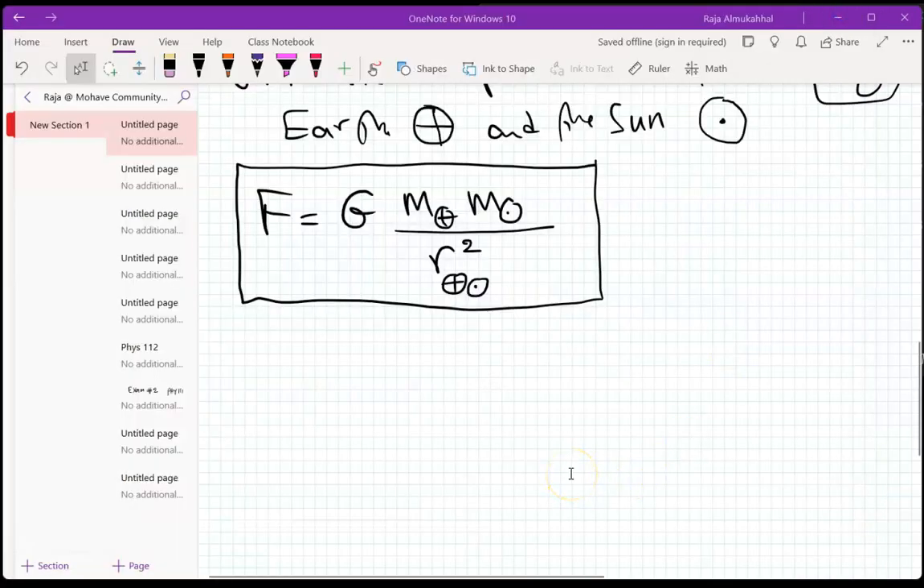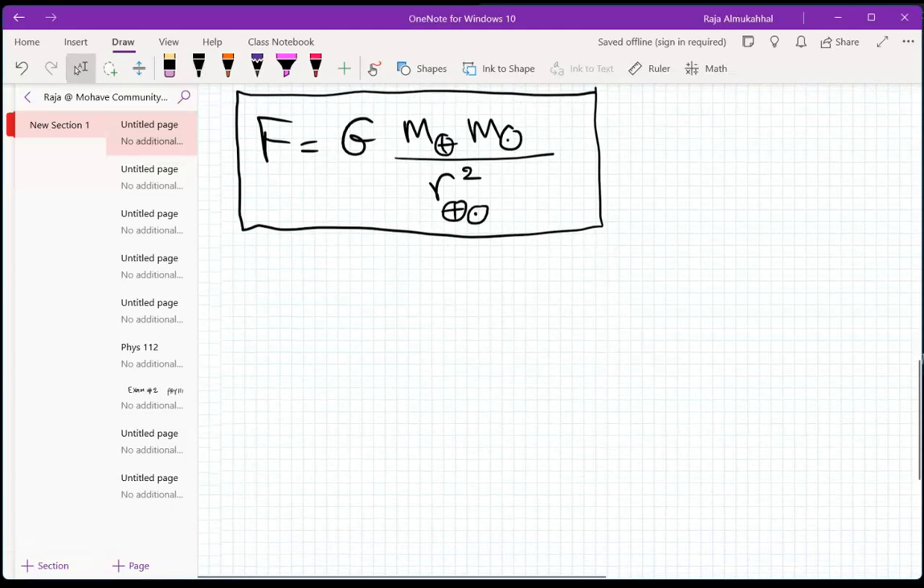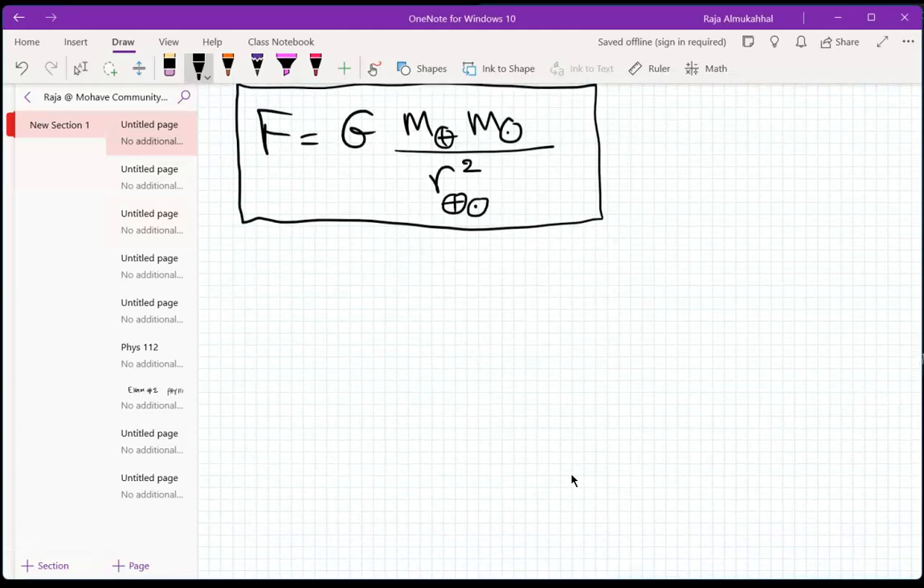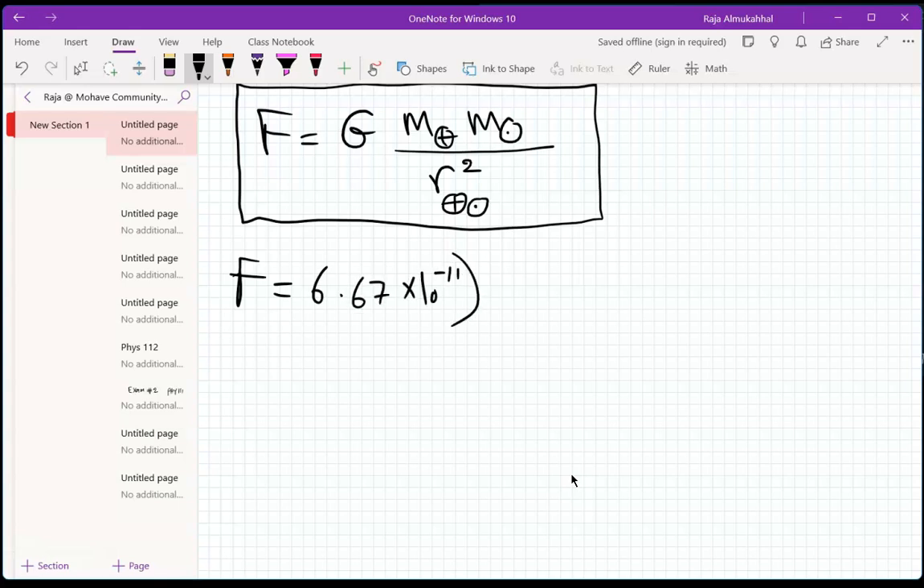Let's plug in all of these numbers. So I have the force. The force F is equal to 6.67 times 10 to the negative 11.